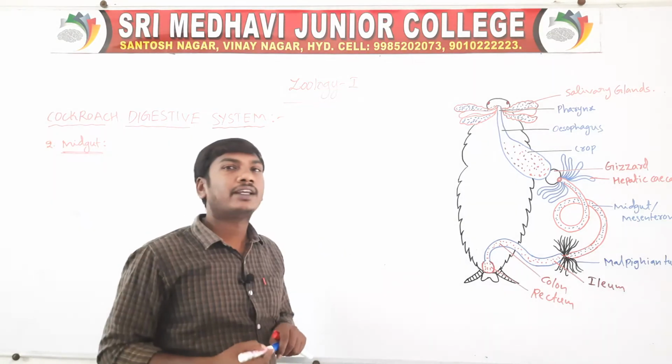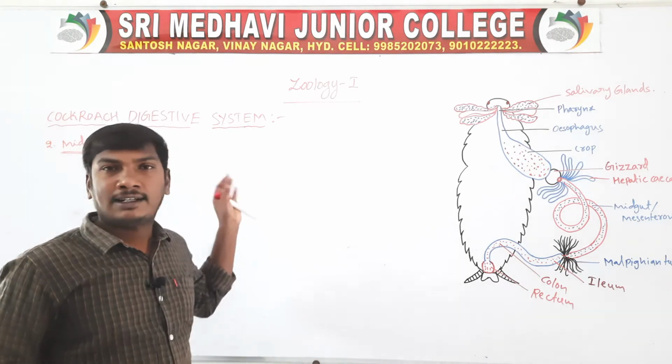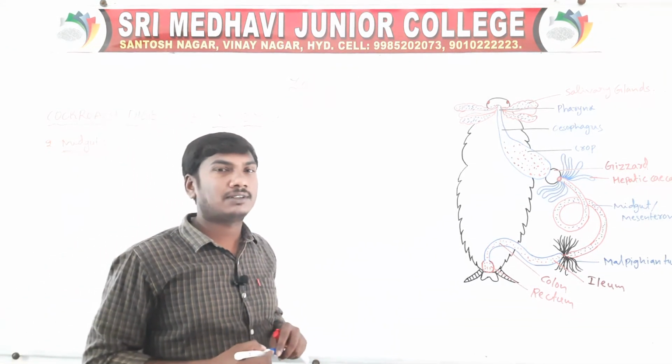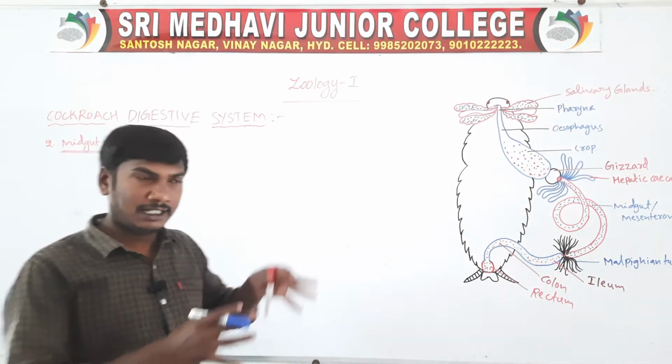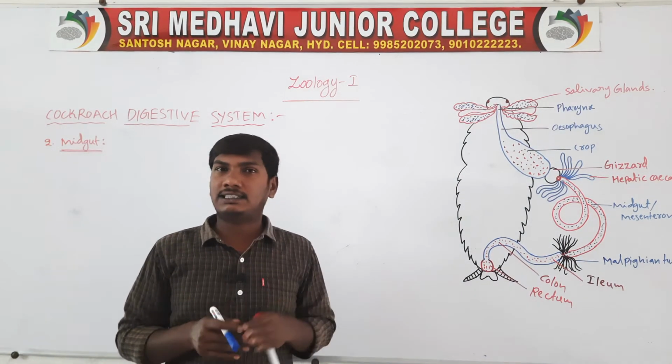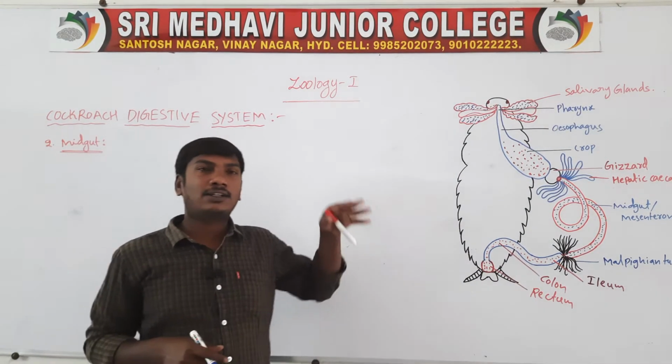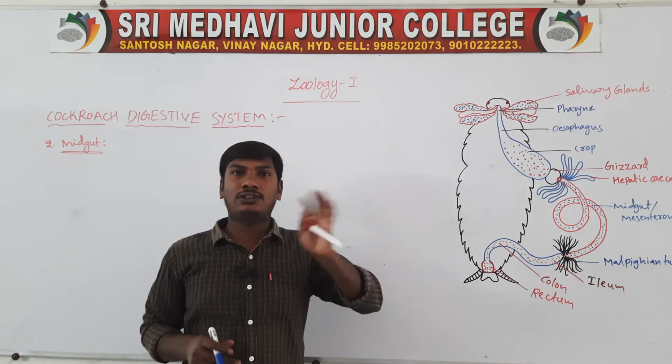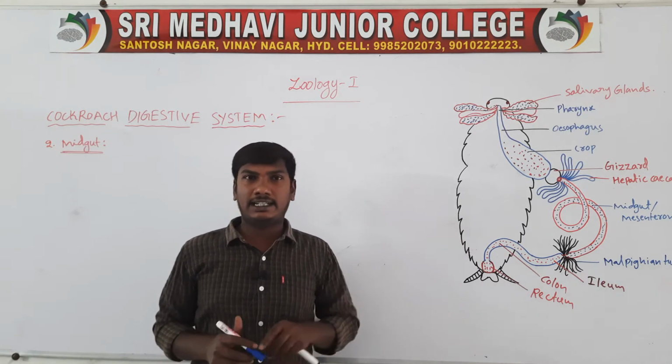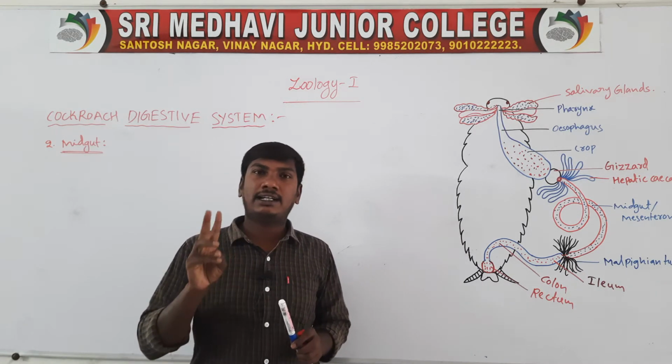Hello everyone. Today we will discuss the cockroach digestive system. The cockroach digestive system consists of the alimentary canal and digestive glands. First one, the alimentary canal. The alimentary canal is a long coiled tube. Next, it contains three regions: foregut, midgut, hindgut.